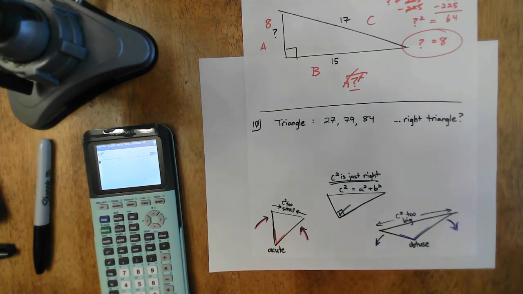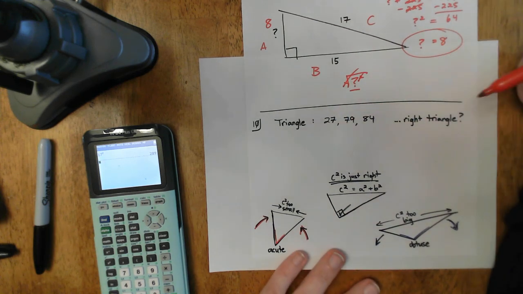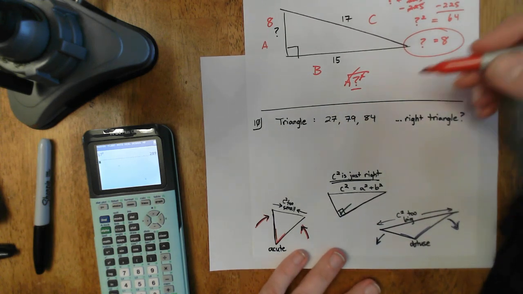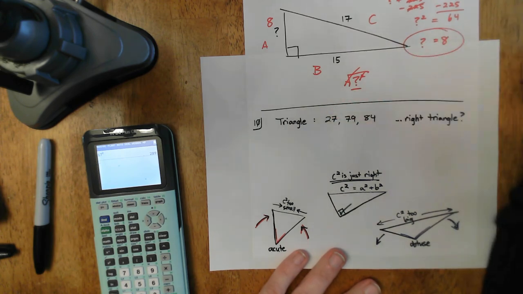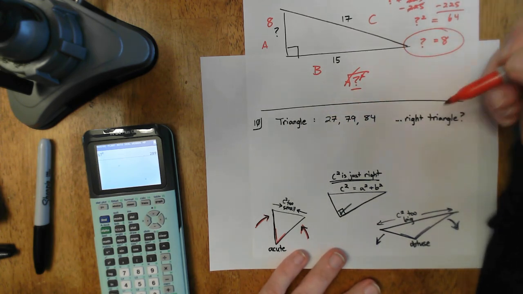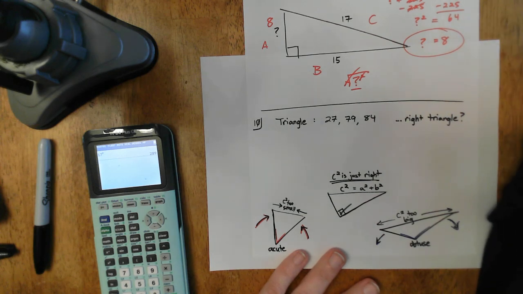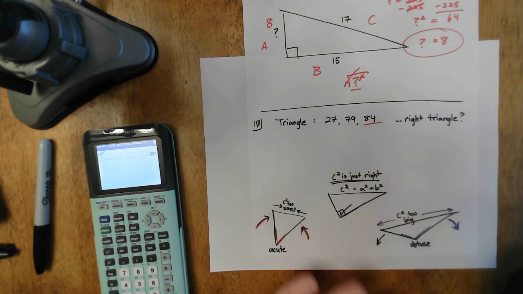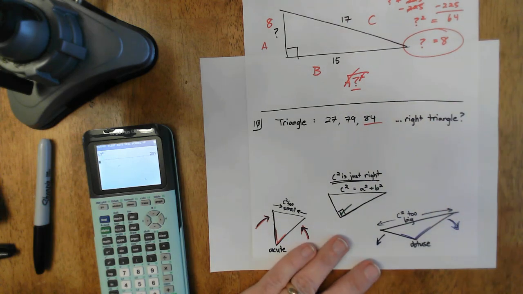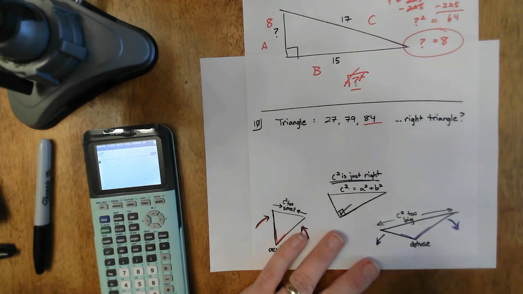Now it's saying we have a triangle, okay, and this triangle has 3 sides. They didn't draw us a picture this time. They're just telling us here's the numbers. Okay, so 27, 79, and 84. And it's asking us, is this a right triangle? Okay, well, let me see. 84 is the biggest of those 3 numbers, so I know that that's got to be the hypotenuse. That's what we're looking at. If it's a right triangle, there's your hypotenuse.